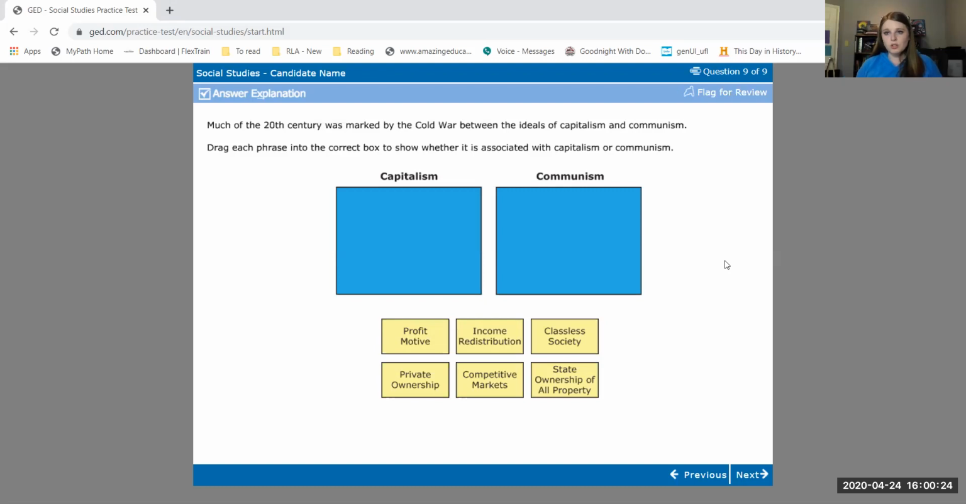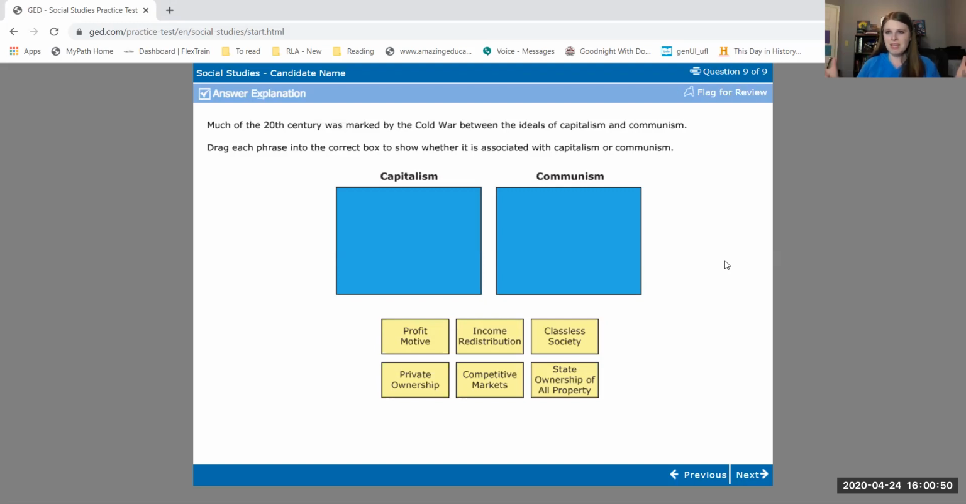Now, here's the one trick about the social studies test. You do have to have a small understanding of how governments work. Now, maybe you don't know a ton about communism, but I bet you know a little bit about capitalism. Where have you heard that word before? I've heard it in reference to the United States government, the United States economy, that we are a capitalist society.